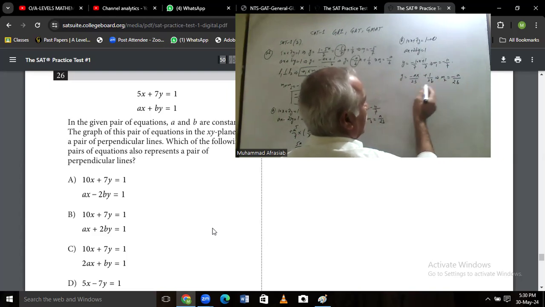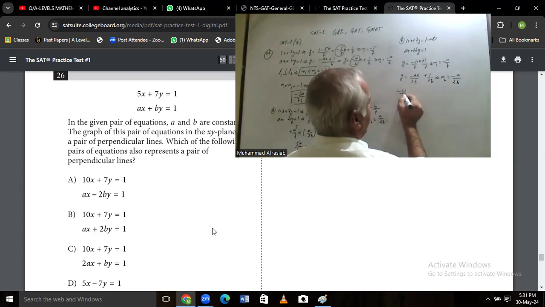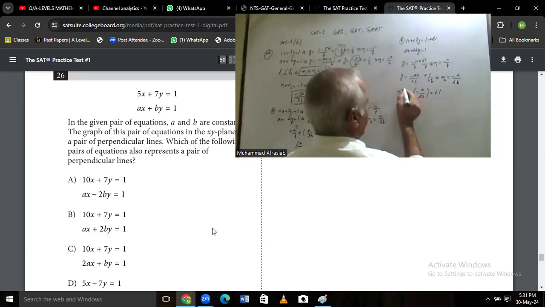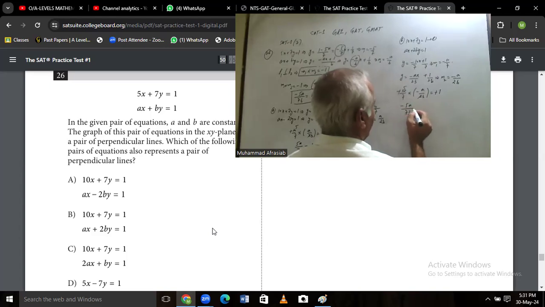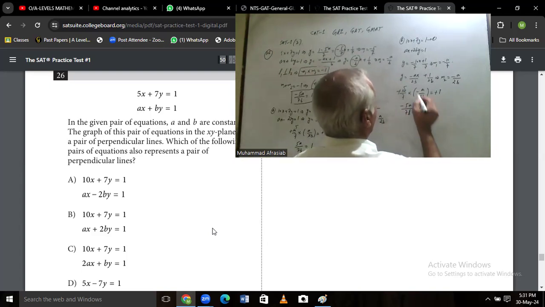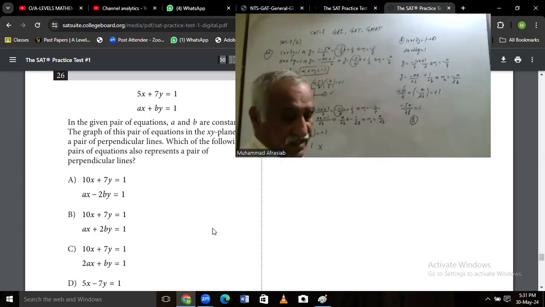Now we will check both of these. Minus 10 over 7 into minus a over 2b should be equal to minus 1. This minus and minus cancel out. Two fives are 10, so it should be 5a over 7b is equal to 1, which is correct compared to this first part. So only the B choice is correct for the solution of this question number 26, if the lines are perpendicular to each other.